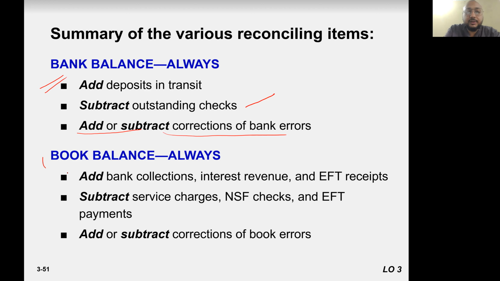Similarly, on the cash book side, there are entries that we as a business missed, and these are the items we authorize our banks to collect on our behalf.